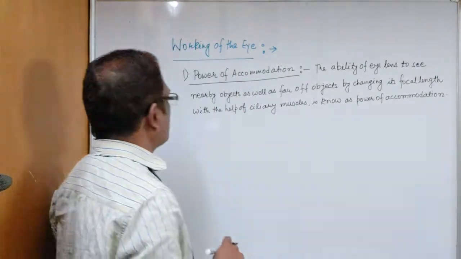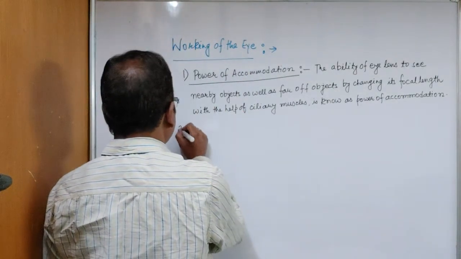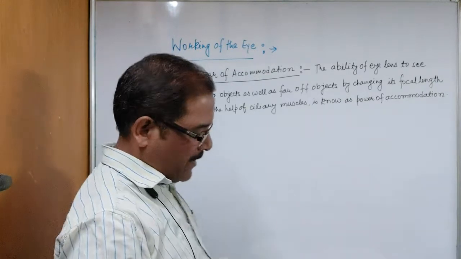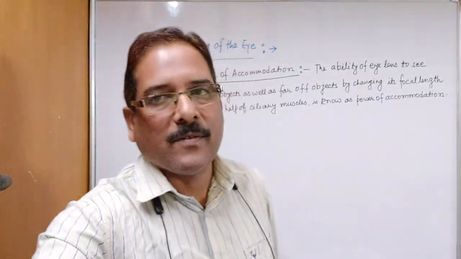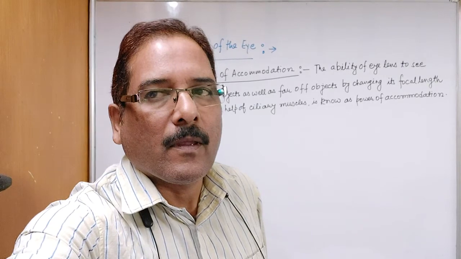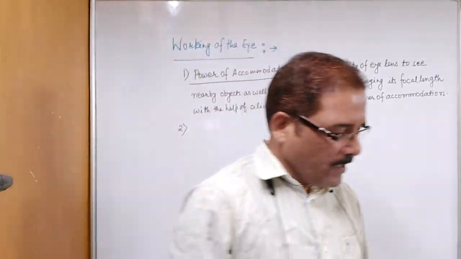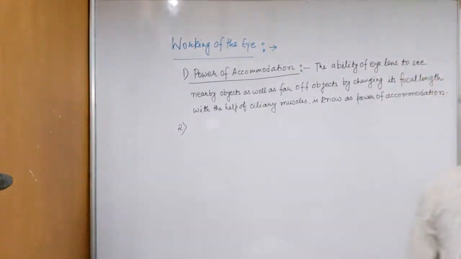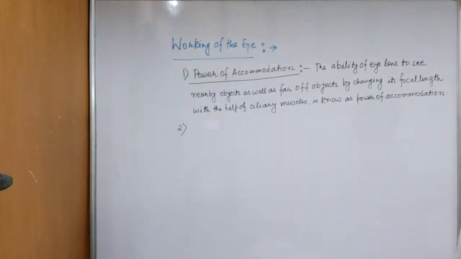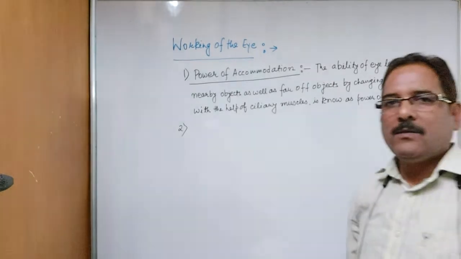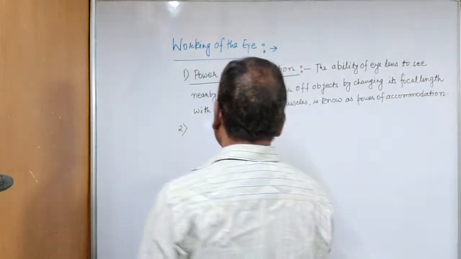Now the second term. Okay, you write about it first in your classwork copy. So I think you all have written, children. Now another term is near point or least distance of distinct vision.